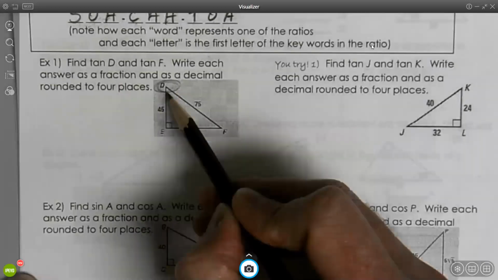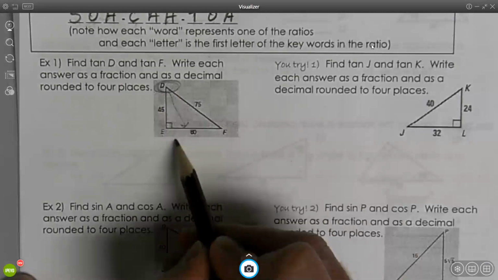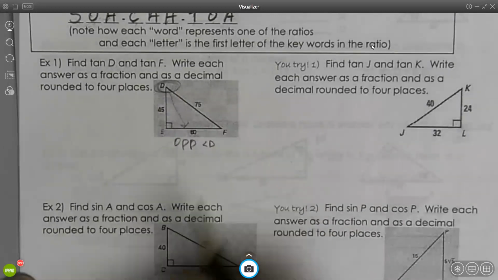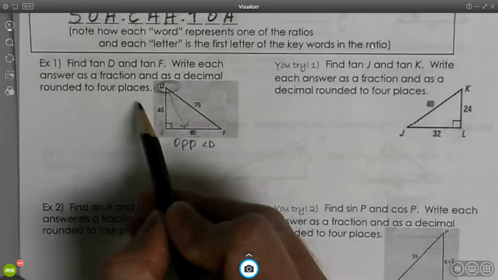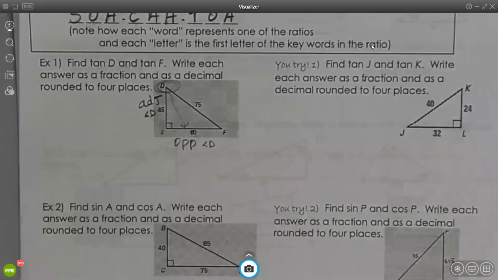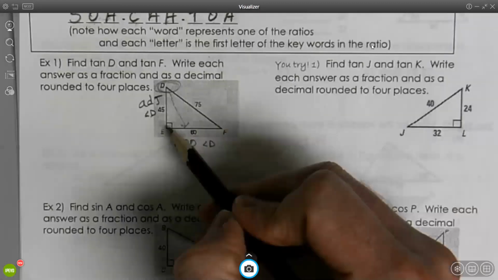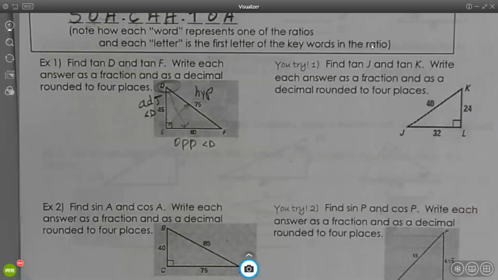So we're going to go across from angle D to identify the opposite side. Opposite angle D would be that side. Adjacent to angle D would be this side, the one next to it, which is the 45. And of course, the 75 will always be the hypotenuse, because it's always across from the 90. For this triangle, the hypotenuse is 75.